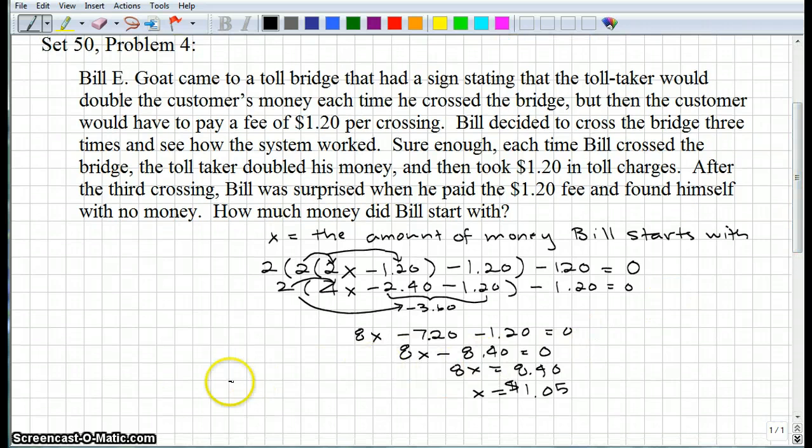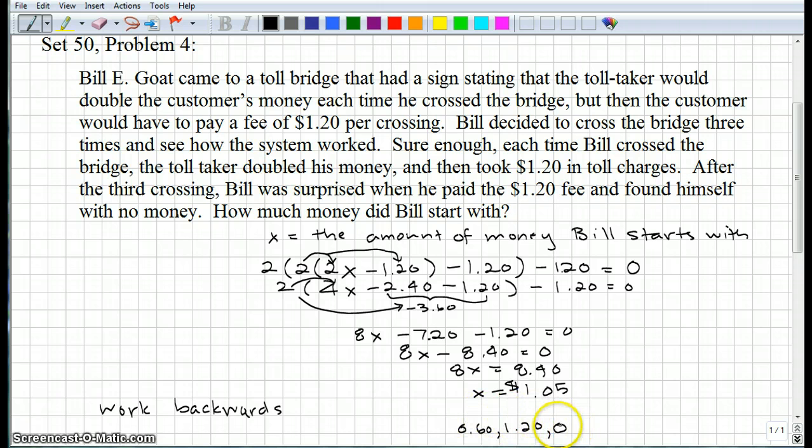The other way is just to work backwards. Okay? And it turns out to be a little bit simpler. And if you haven't had algebra, this is probably the way that you might have gone straight for. Okay, so let's actually draw it backwards. So he ends with 0. And you know that the toll taker took $1.20. So he must have had $1.20 before he paid that. And before he doubled his money, he must have had 60 cents, right? Because the toll taker doubled his money first and then took $1.20. So he ended up with 0.